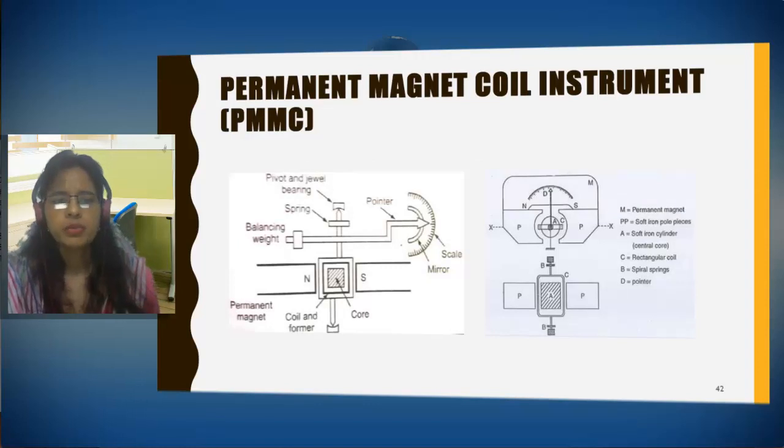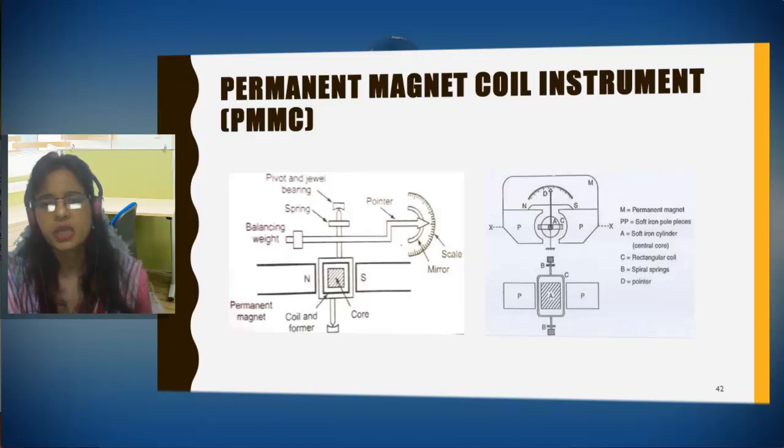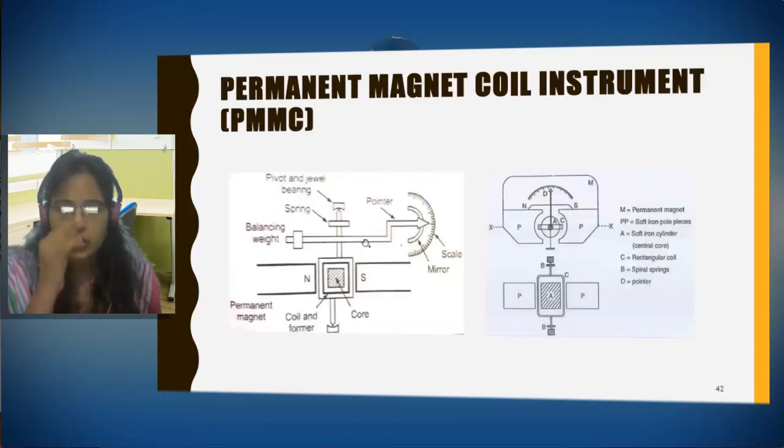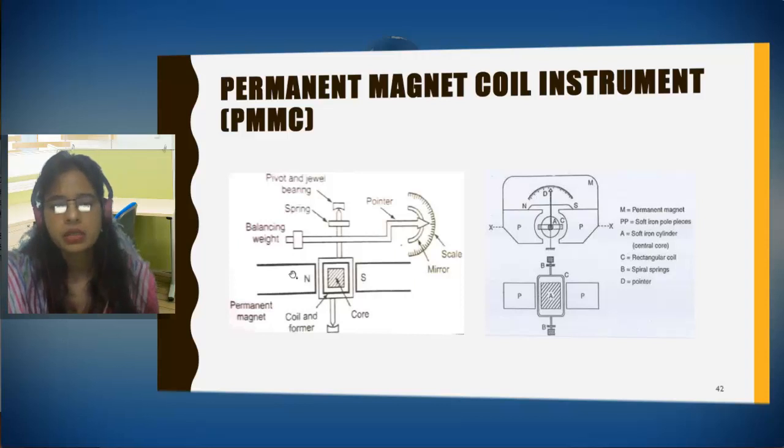Now let me give a very brief idea about what a permanent magnet moving coil instrument is, which is also known as a PMMC instrument. First let me tell you the construction of the permanent magnet moving coil instrument. As the name suggests, there is a permanent magnet, north and south. This is a permanent magnet.